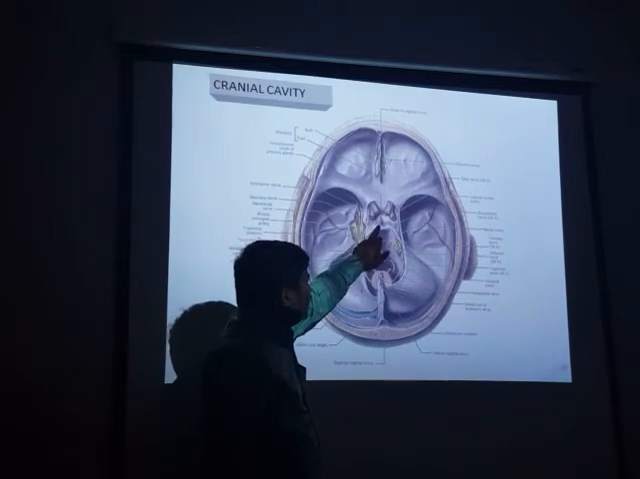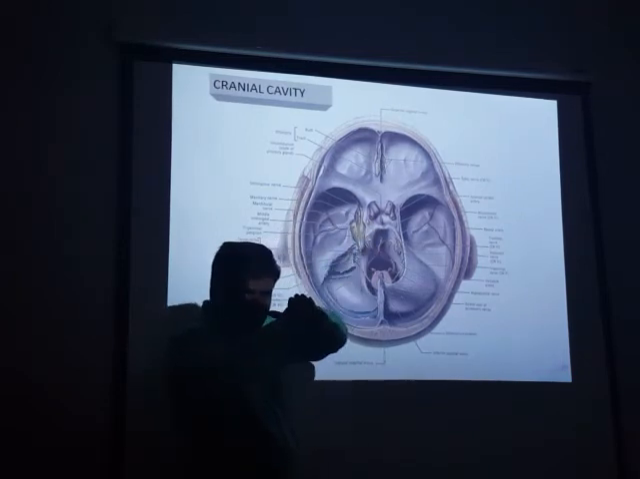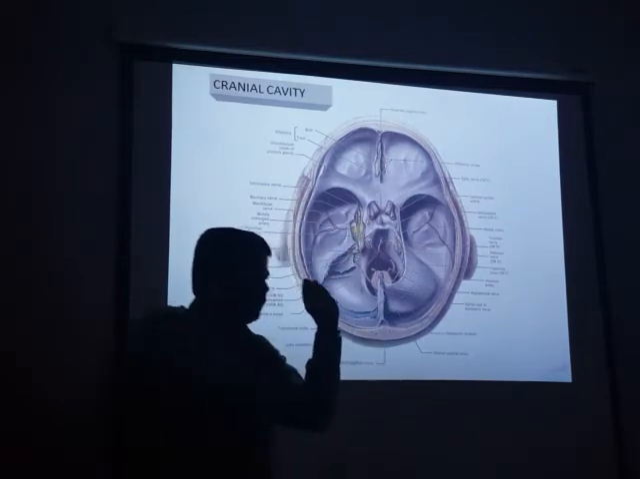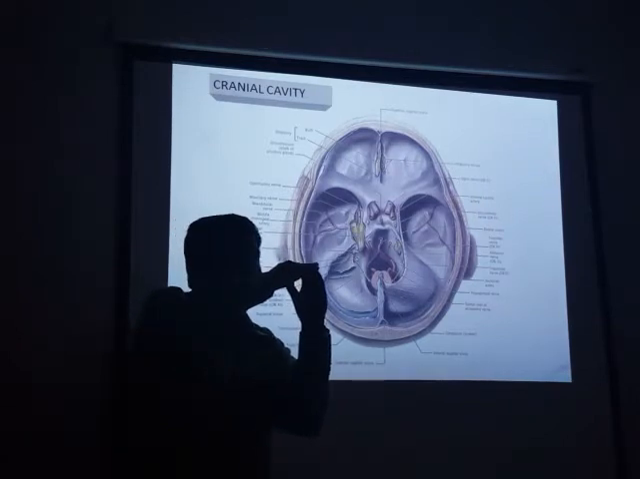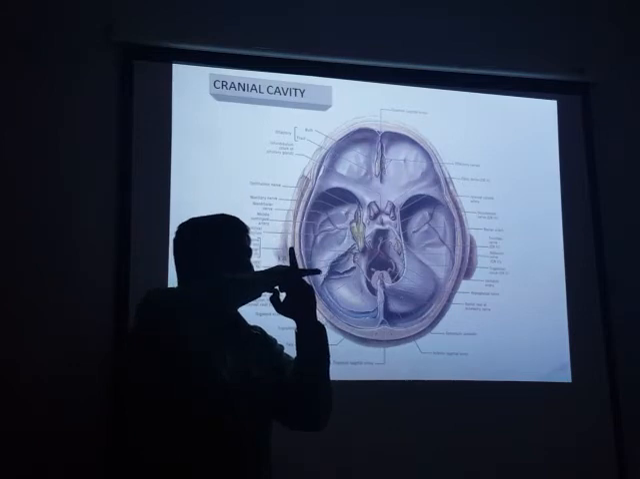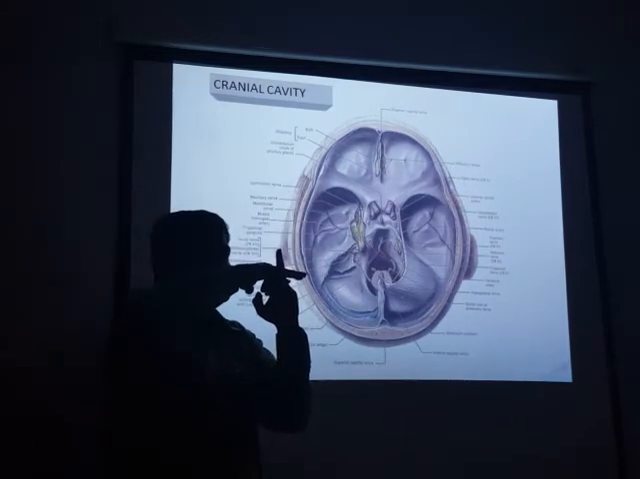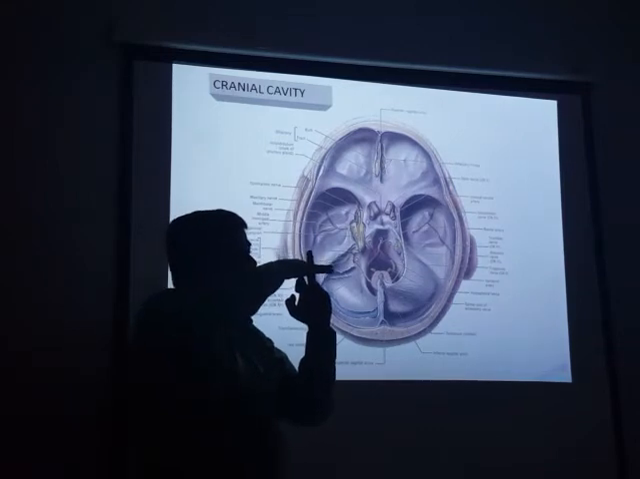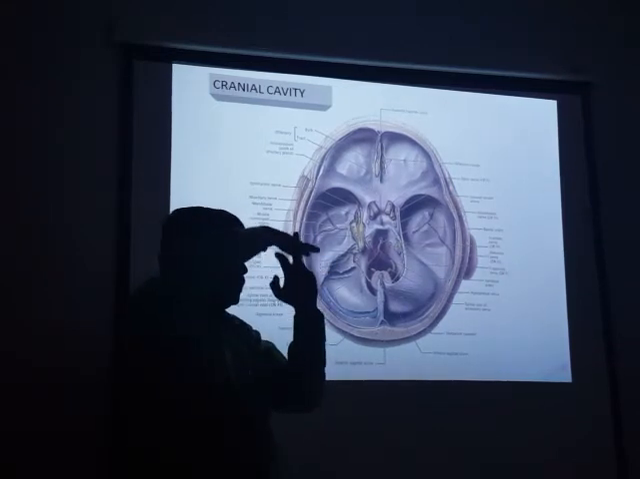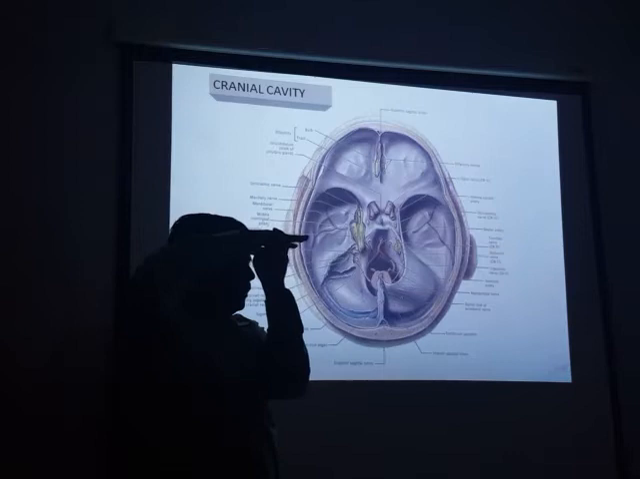Now you can't see the pituitary gland. Why? Because it is covered by dura mater. It is like this. This is the fossa. This is the diaphragma sellae, that is the dura mater, through which you have the passage of the pituitary stalk, which is connecting to the hypothalamus. Am I clear? So diaphragma sellae is pierced by the pituitary stalk. Below the diaphragma sellae is the pituitary gland.